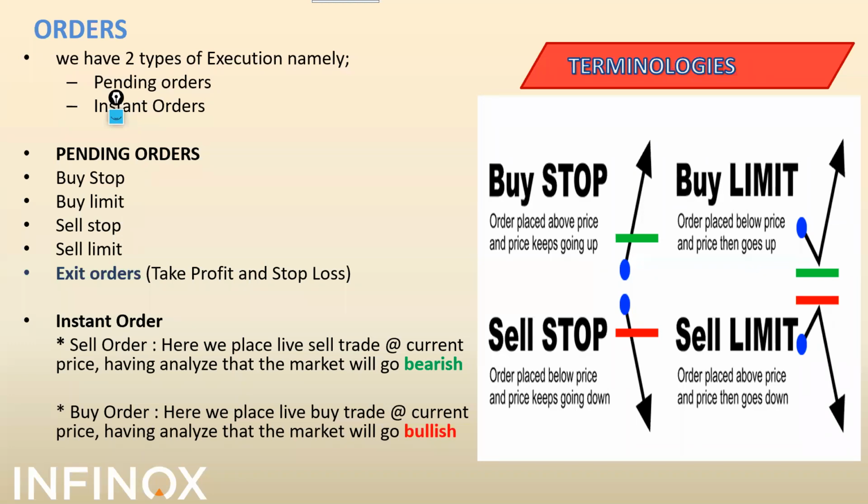limit means placing order below the current market price, and the same thing as sell stop. We say we have six types of pending orders, namely the buy stop, buy limit, sell stop, sell limit, and then the exit order, which include the take profit and the stop loss.